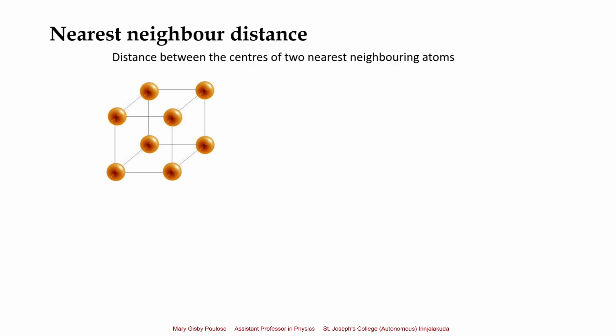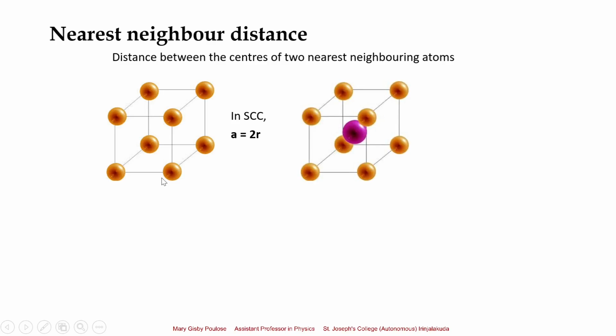In the simple cubic unit cell, the nearest neighbor distance 2r will be equal to the lattice parameter a itself. These 2 atoms will be touching each other. Hence, we can write 2r is equal to the lattice constant a.